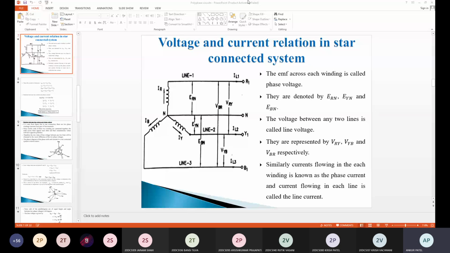Suppose we want to draw the three phase supply waveform, then you can do like this. Suppose I am drawing.